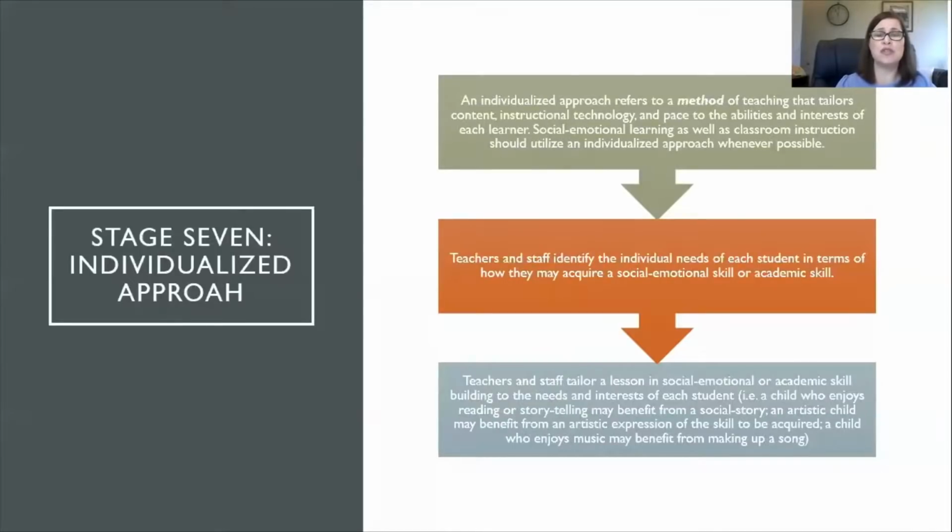Teachers and staff should tailor a lesson in social, emotional, or academic skill acquisition to the needs and interests of each student. So for instance, a child who enjoys reading or storytelling may benefit from a social story. An artistic child may benefit from some artistic expression of the skill to be acquired, and a child who enjoys music may benefit from making up a song.